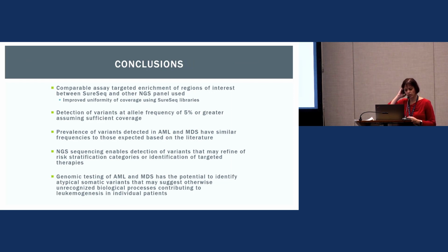So in conclusion, I hope that I've shown that there's comparable assay target enrichment for the regions of interest, but we do have, clearly, improved uniformity of coverage using the SureSeq libraries for this myeloid panel. We've been able to detect variants of allele frequency at 5% or greater, and the prevalence of variants detected in AML and MDS are similar to those that we'd expect from the literature. But NGS sequencing enables us to detect variants that may refine the risk stratifications or provide information about therapies that may be useful in these individuals.